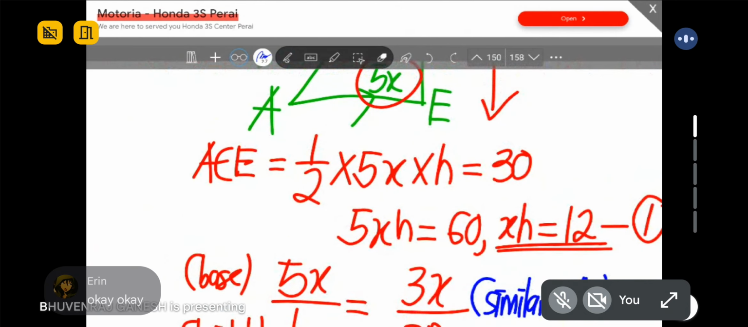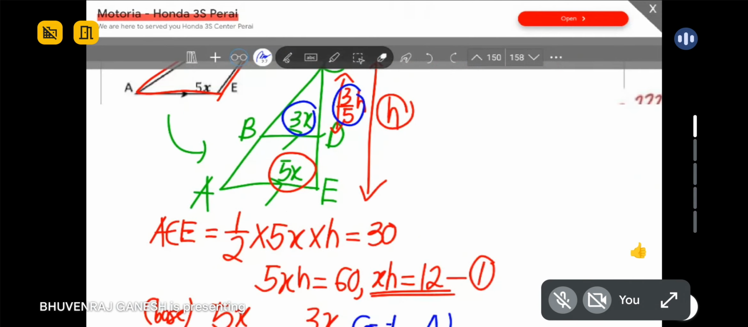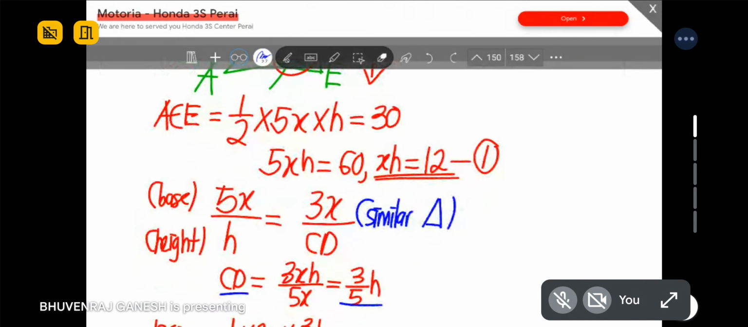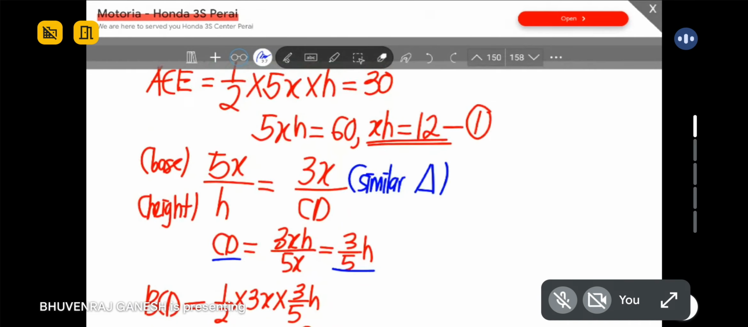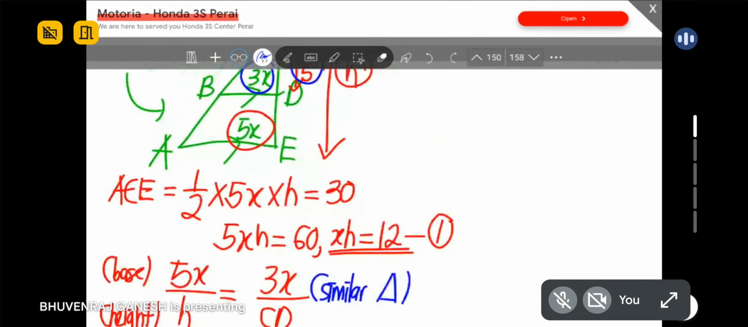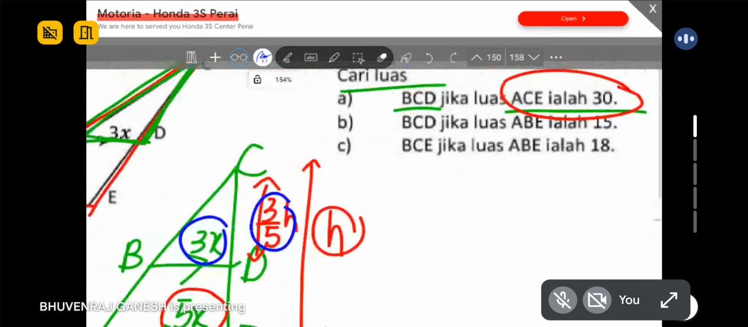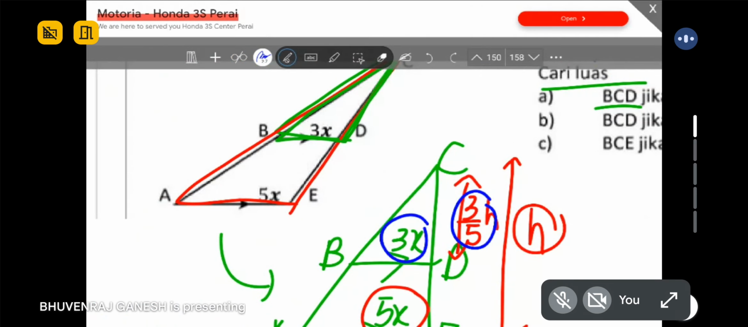For just now, can? Get it? So the major concept here is you must form two equations. Dua persamaan. Then you substitute the first equation inside the second equation. That's all. If you still feel a bit blur on the concept, don't worry. Still got part B and part C for you to understand.